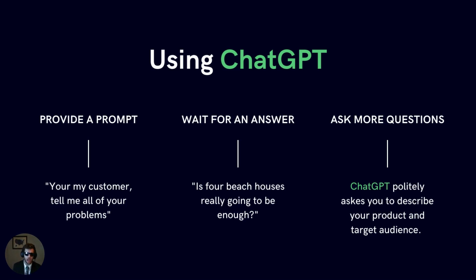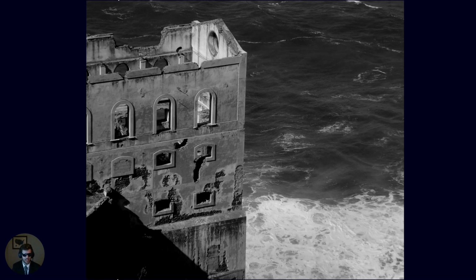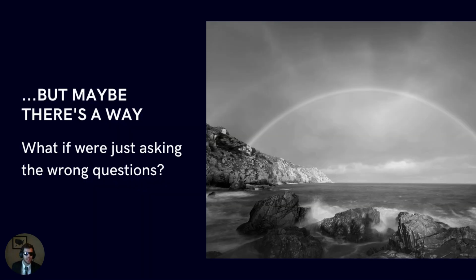So jumping right in, we've talked about using ChatGPT before. Provide a prompt, wait for the answer, ask more questions. In this case, you're my customer, tell me all of your problems. As you're waiting for the answer, how many beach houses do we really need? 4 or 5. ChatGPT is going to tell you in that case that it needs more information about your product or your target audience. However, if we take our time and structure our questions a little bit better, we are able to improve the answers that we're getting from ChatGPT.